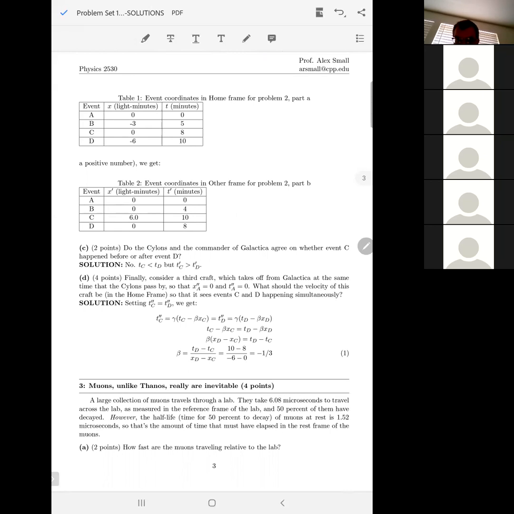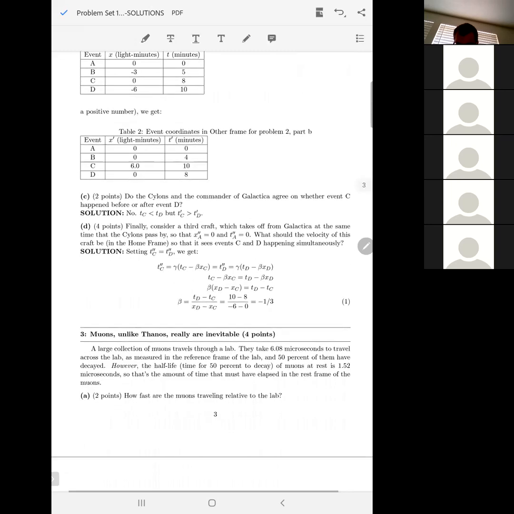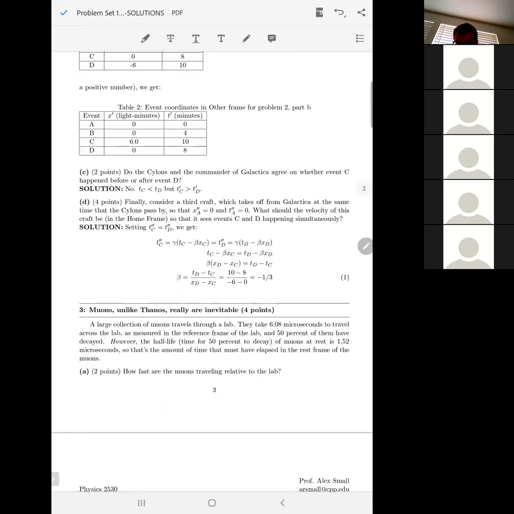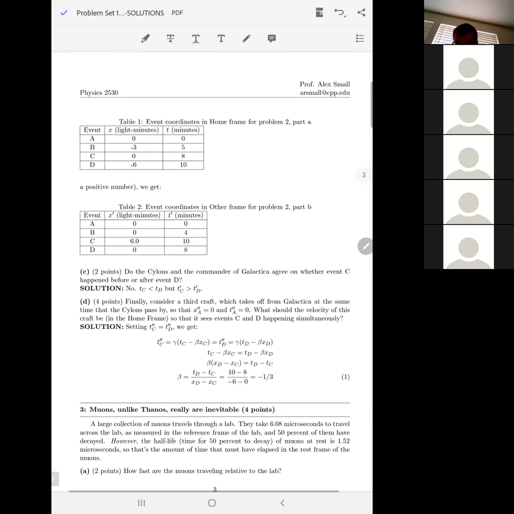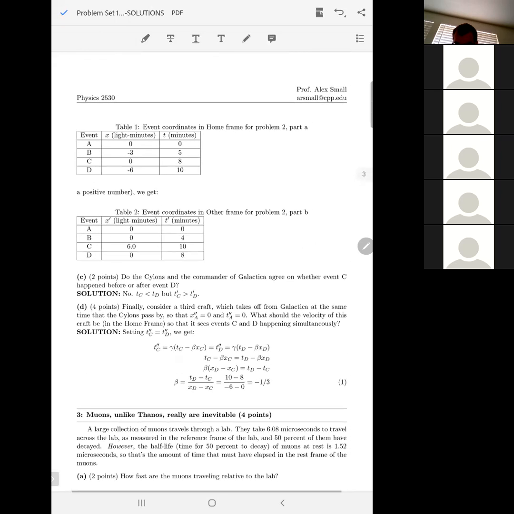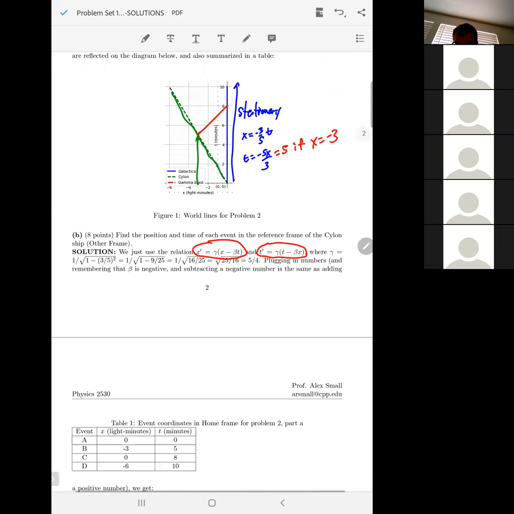Okay. Other questions? Professor, I have a question on D. It's more of a conceptual question, but if there was a third ship to witness both C and D happening, wouldn't that ship have to experience simultaneity? And in order to do that, it has to be the same distance apart from C. No.